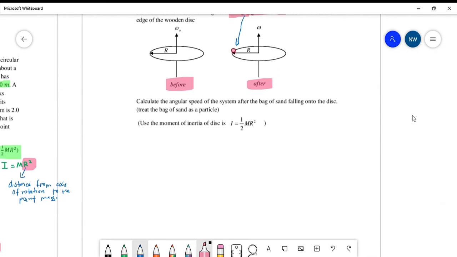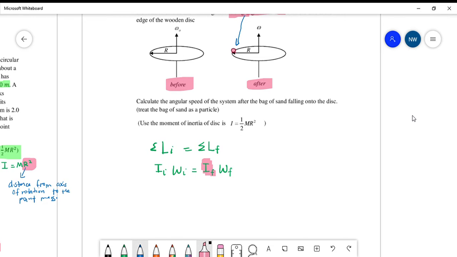So in order to calculate this, we're going to use the same as before. The summation of initial angular momentum will be equal to the summation of angular momentum final, and it's given by I initial omega initial equals I final omega final. Okay, and then we need to consider that initially there is no sandbag, but after, the moment of inertia would be altered, would be different, because we need to consider the moment of inertia of the sandbag.